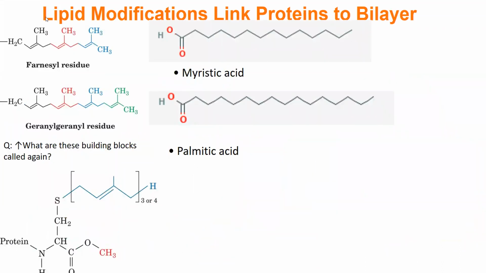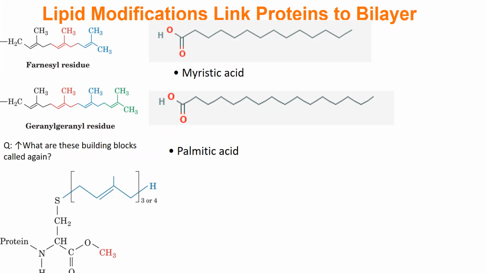And another way that proteins can interact with a membrane is if they are modified by lipids. And these lipids are linked to the protein, and then these lipids themselves insert themselves into the bilayer. And here are just some examples of different modifications that you can make to your protein. So here's our protein down here, and here's our modification.